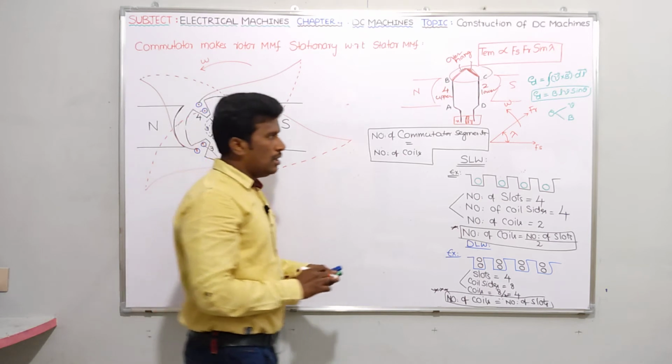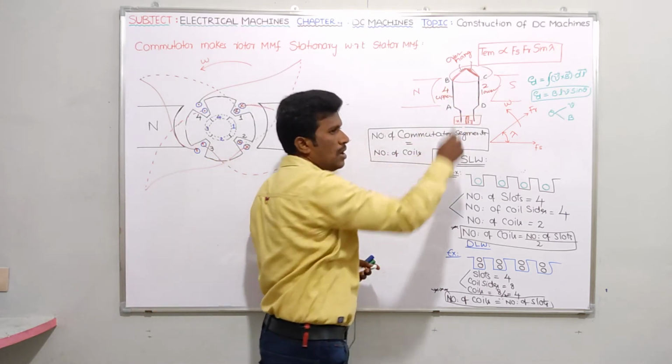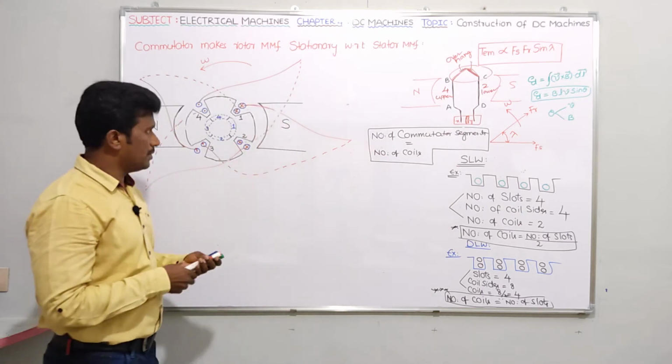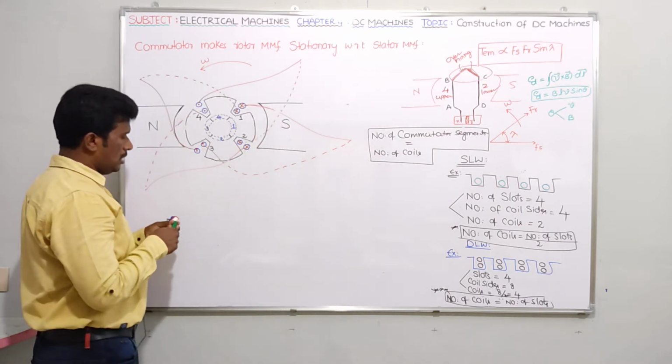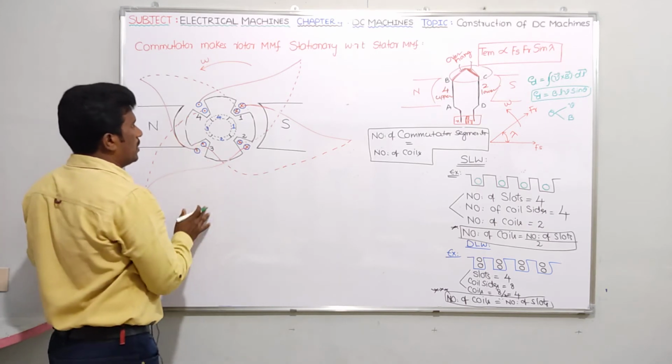And tell me, in a coil, what is the other end? It will be connected to what? The other end is connected to the commutator segments, no? Commutator segments. Now let me connect the other ends to the commutator segments. Okay guys, see, here you should be very careful, guys.